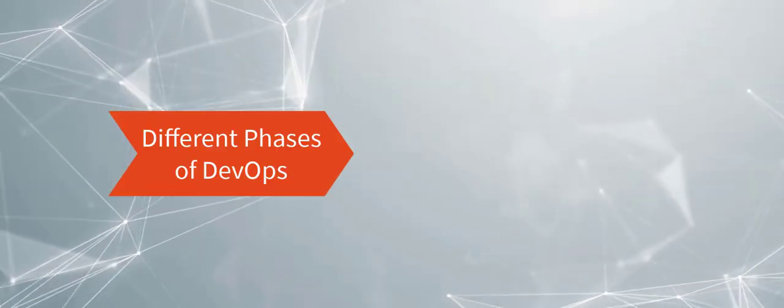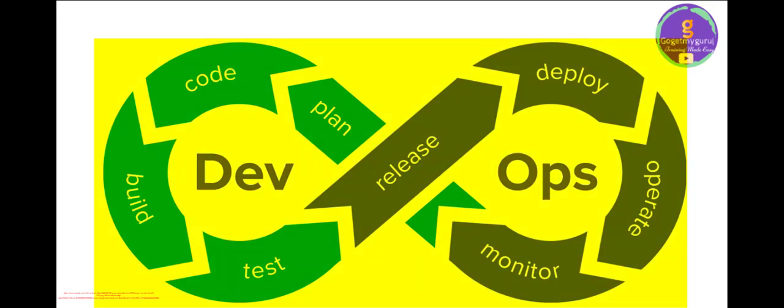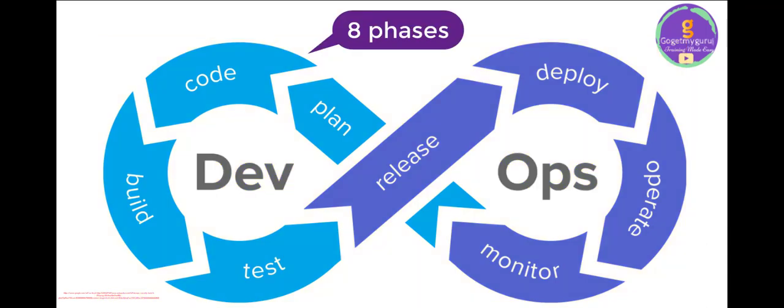Next we'll see what are the different phases of DevOps. The DevOps process is shown as an infinity symbol. That means the process is continuous. The phases in this DevOps process are divided into 8 phases.